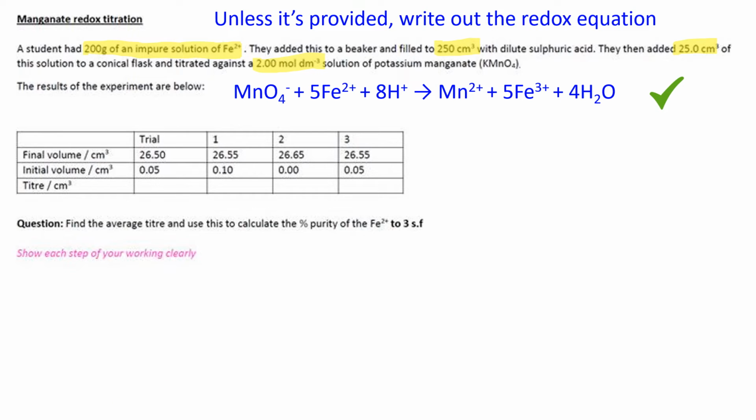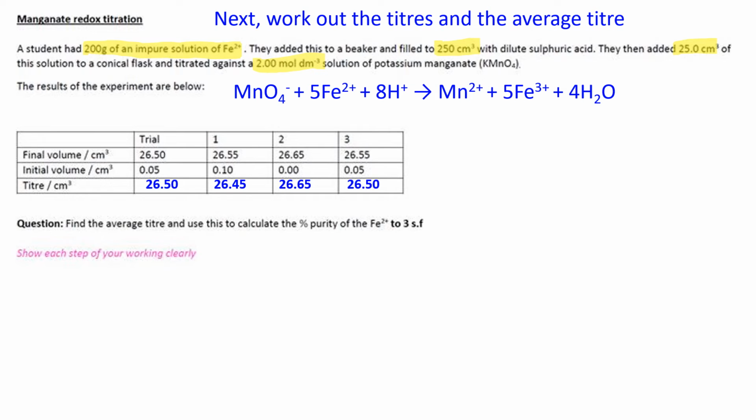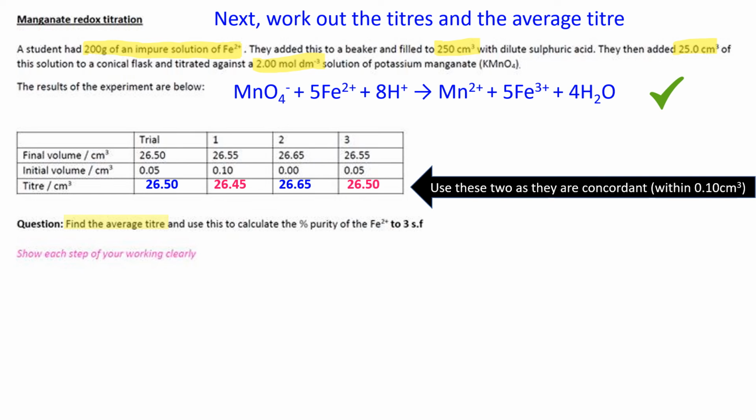Okay, let's have a look. Working out the titers gives us these values, and we have to decide what's concordant when we're using the average titer. Don't use 3 titers, 1, 2, and 3, for example. You have to decide which 2 are closest to each other within 0.1 cm³. So I'm going to go for the 2 red ones I've highlighted there.